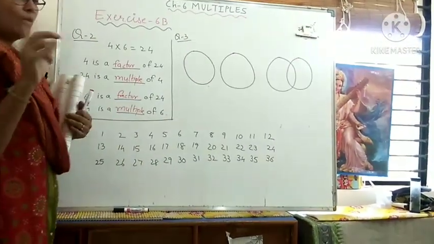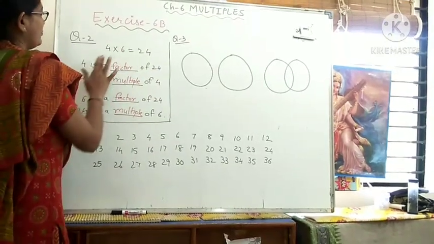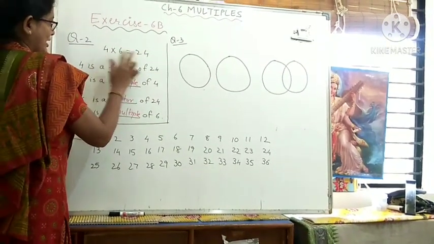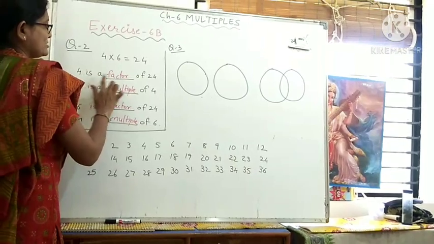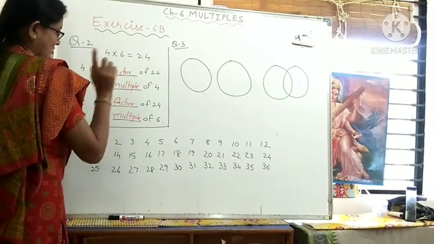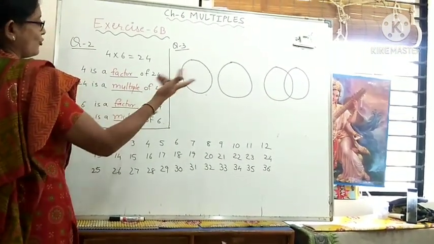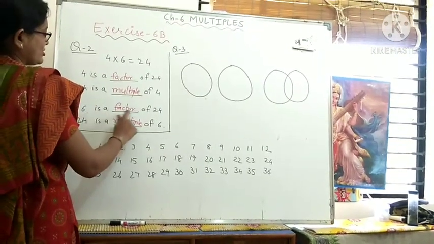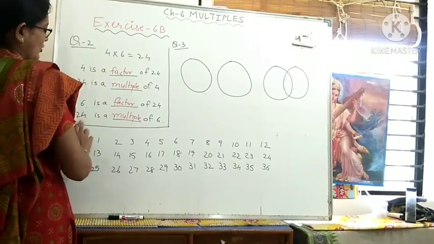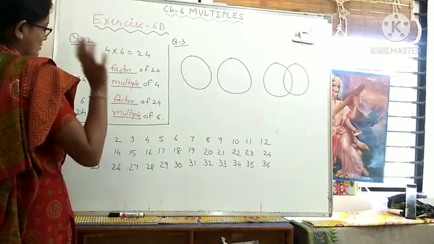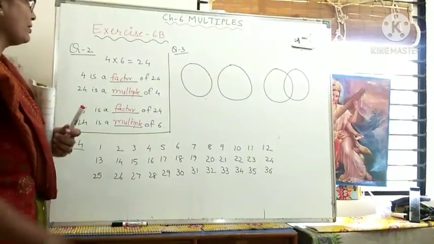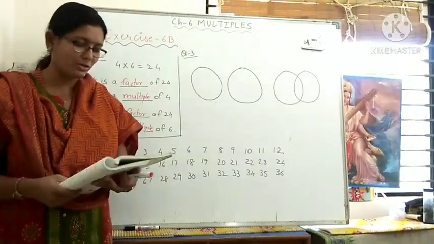Means again, this way you can remember: 4 and 6 are in the question and the answer is 24. 4 is question of 24, means factor. 24 is answer of 4, means multiple. 6 is question of 24, means factor. 24 is answer of 6, means multiple. Right? This is a trick to remember. Okay, let us move to question number 3 now.